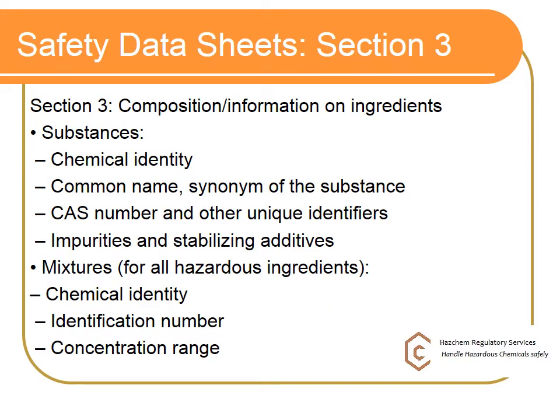Safety data sheet section 3. Section 3. Composition, information on ingredients. Substances: chemical identity, common name, synonyms of the substance, CAS number and other unique identifiers, impurities and stabilizing additives. Mixtures: for all hazardous ingredients, chemical identity, identification number, concentration range.